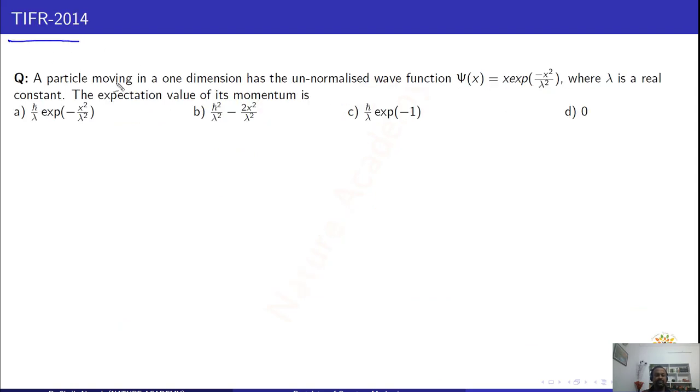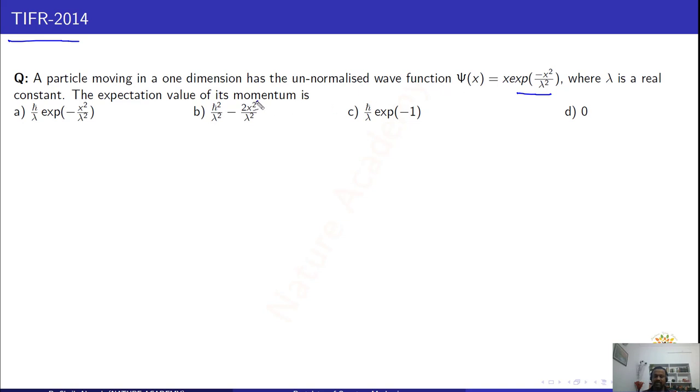Yes, this is a question which appeared in TIFR 2014. A particle moving in one dimension has the unnormalized wave function psi of x equals x e power minus x square by lambda square, where lambda is a real constant. The expectation value of its momentum is? First check whether the given wave function is real or imaginary.